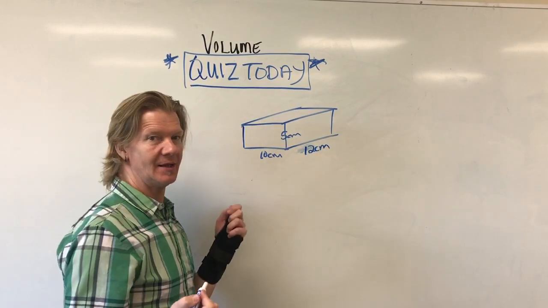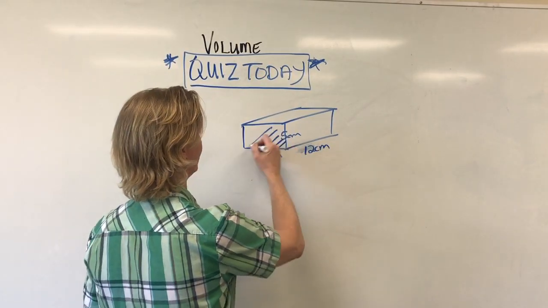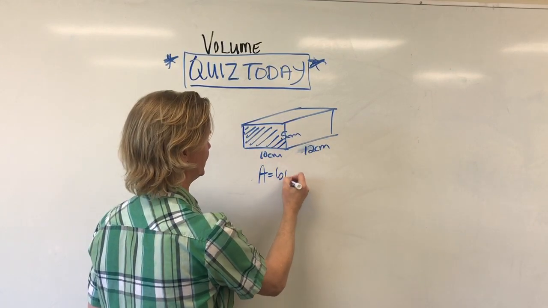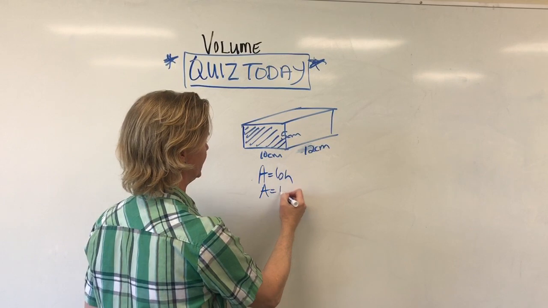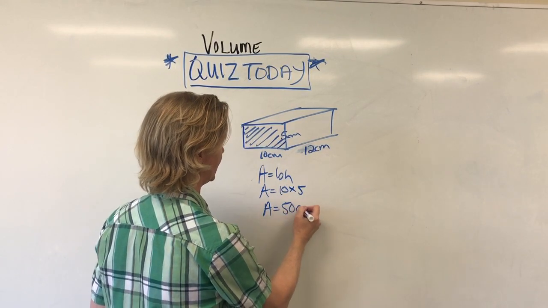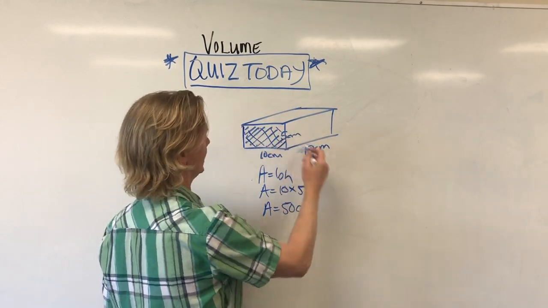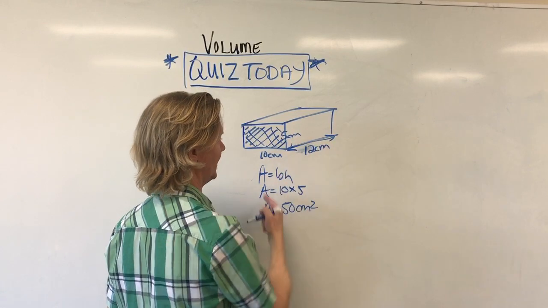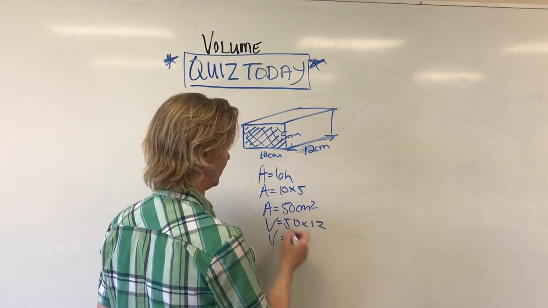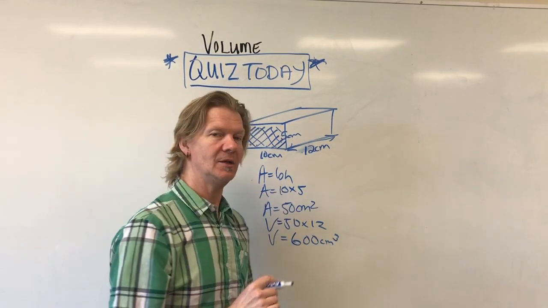What I need to do is get the area of the face, and it doesn't matter which face I choose. Let's get the area of this one. So the dimensions of this rectangle are 10 by 5. Your area would be base times height. So the base is 10, the height is 5, right? So the area is 50 centimeters squared. Now to get the volume, I take the area of this and multiply by the other dimension, the length here. So the volume is going to be 50 times 12. And the volume would be 600 centimeters cubed. That's the way you do those, okay?